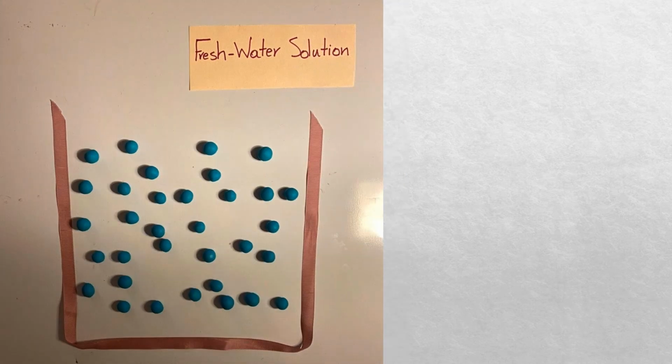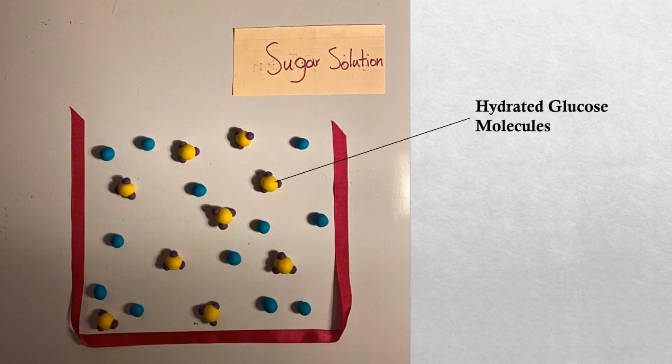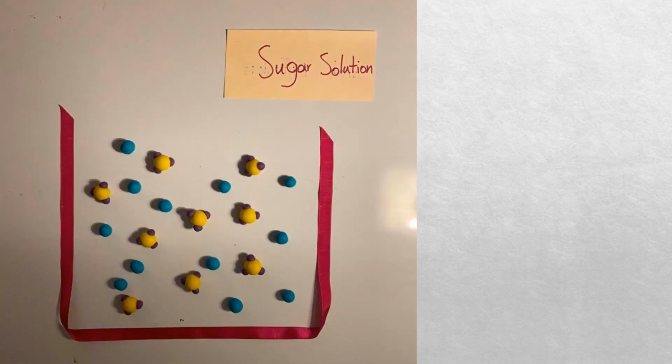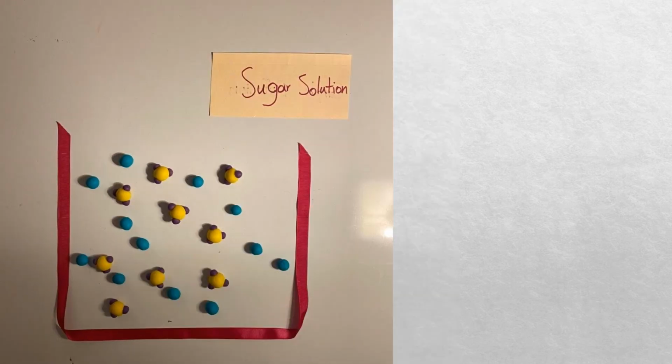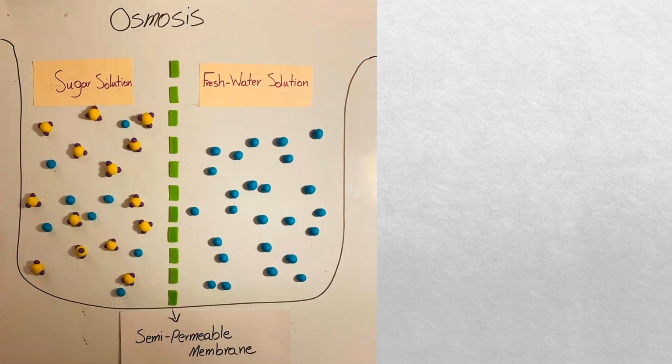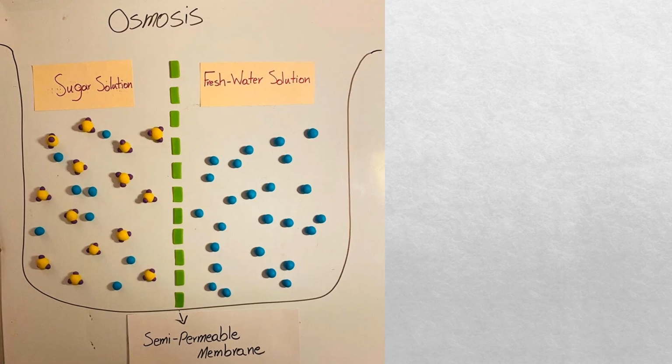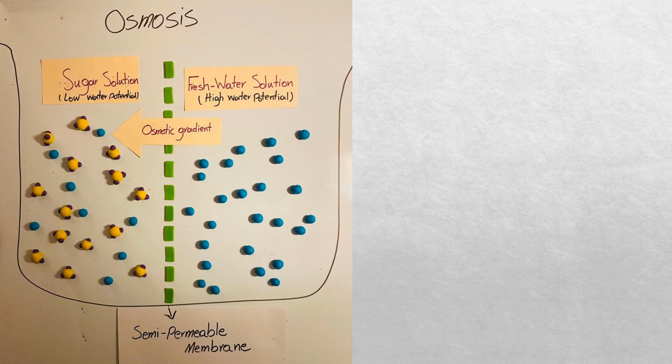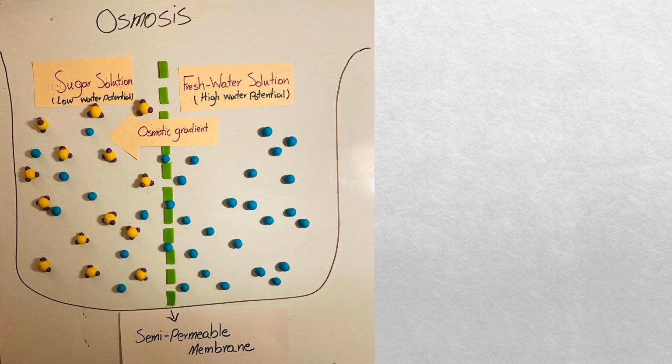A freshwater solution has a high concentration of water molecules, while a concentrated sugar solution has a low concentration of water molecules. If we separate them using a semi-permeable membrane, which only the water molecules are small enough to cross, the water molecules will move with the osmotic gradient from the freshwater solution to the sugar solution.